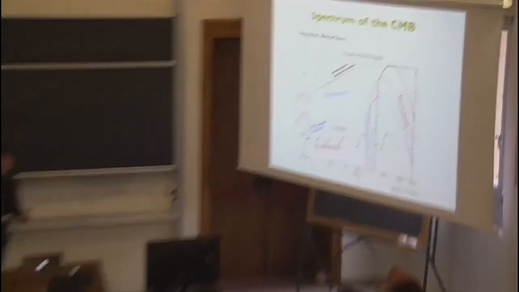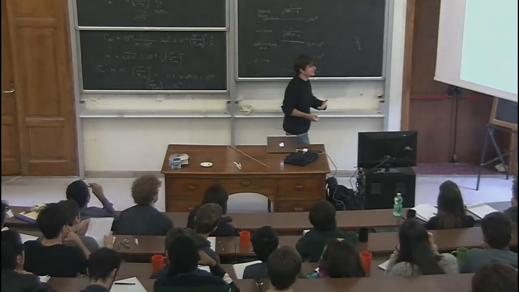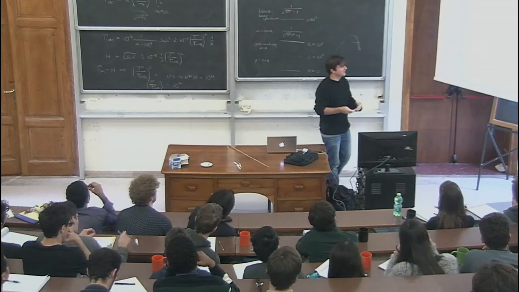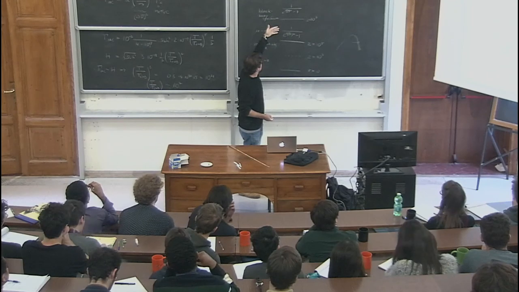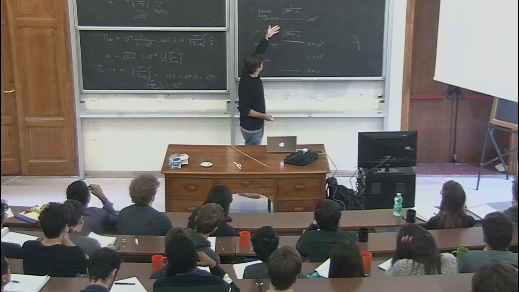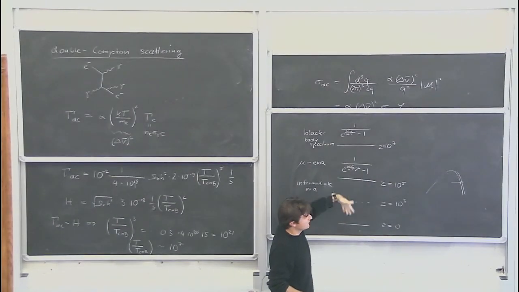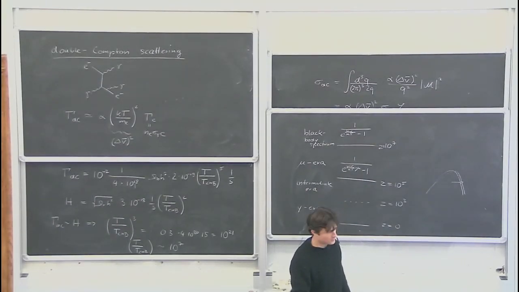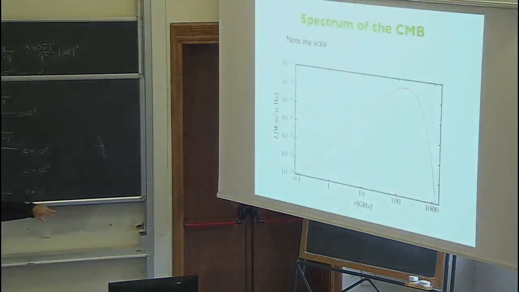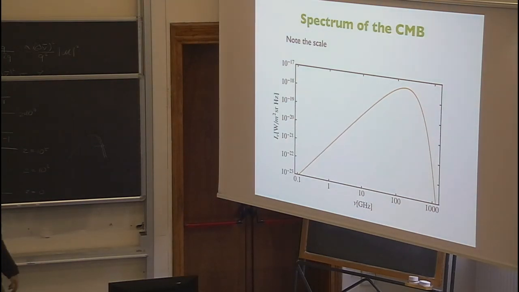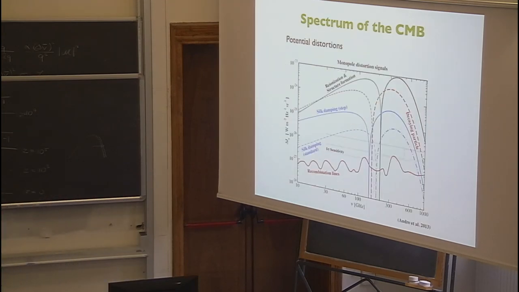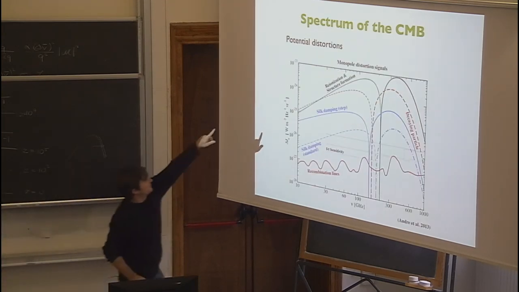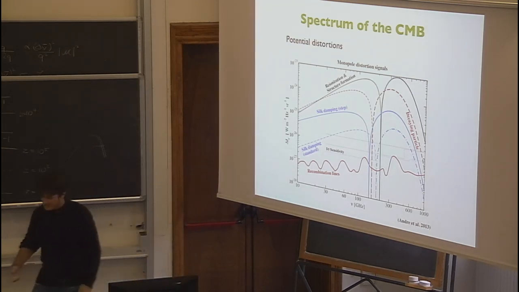And this also tests a lot of models beyond the standard model physics. If you have any decaying particles, annihilating particles, so anything that changes the photons or their energy or the energy of the plasma below redshift of 10 to the 7, then it's something that you could see in the spectral distortions. And just for comparison, this is the scale of the black body spectrum. You see that here the plot ends at 10 to the minus 23, somewhat intentionally, and here it starts at 10 to the minus 23. So you see that these are much smaller. These are small distortions.